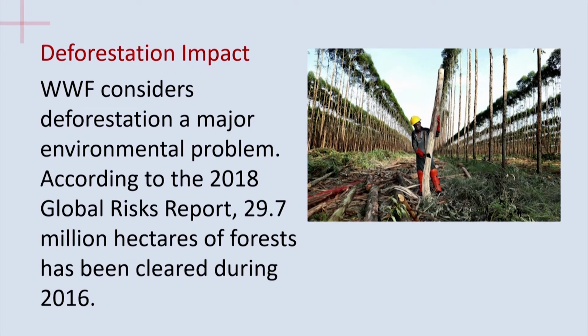Deforestation impact. WWF considers deforestation as a major environmental problem. According to the 2018 Global Risks Report, 29.7 million hectares of forest was cleared during 2016. Deforestation causes a serious threat to the natural equilibrium of ecological systems. This is predominantly found in areas where trees are cut down and beyond. Further, drought can have a serious impact on food production because forest loss is directly related to soil erosion.